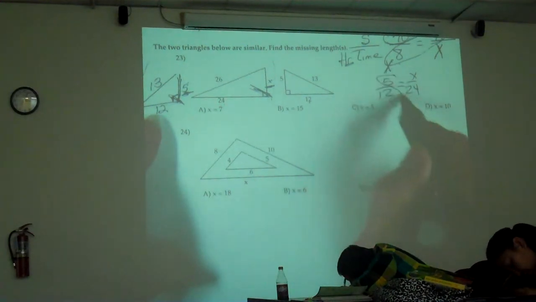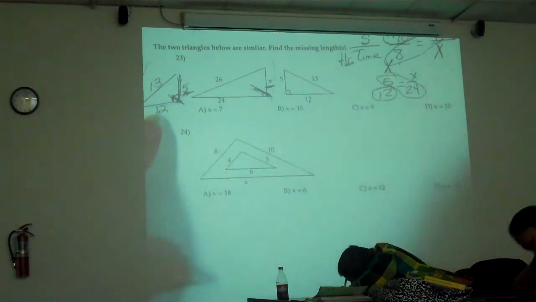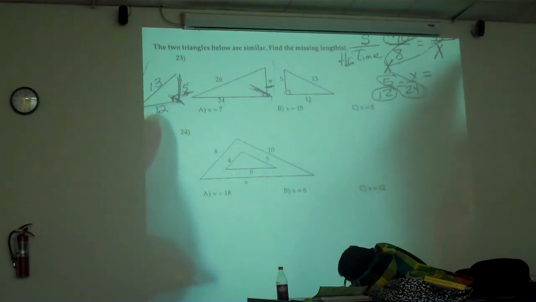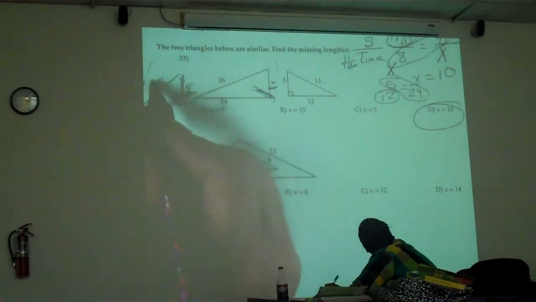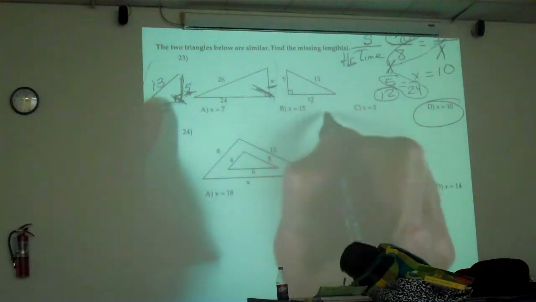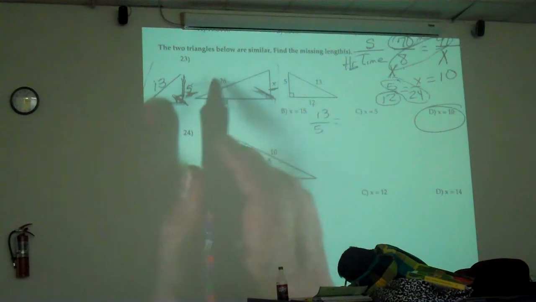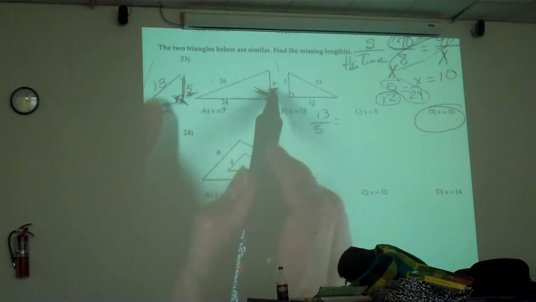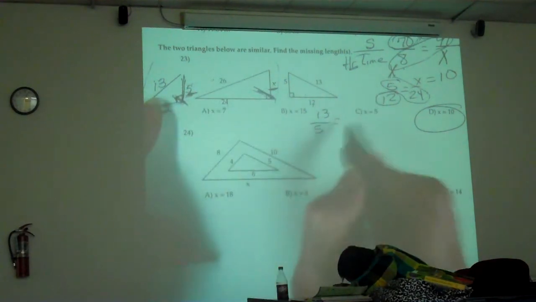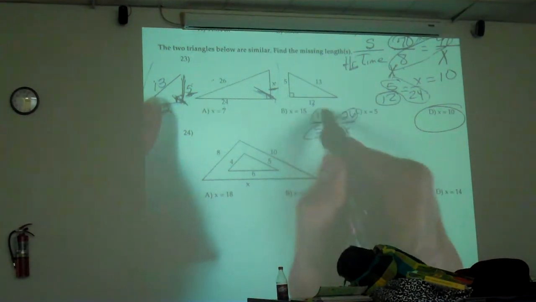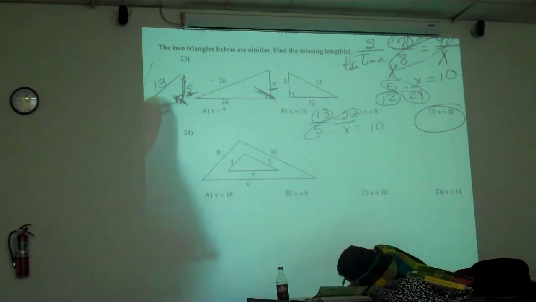So go 5 times 24 divided by 12. So you get X is 10? Yep. Okay, what if we did it the other way? 13 over 5, 26 over X. Multiply those, divide by 13, you're still going to get 10, okay? You set it up either way you want to.